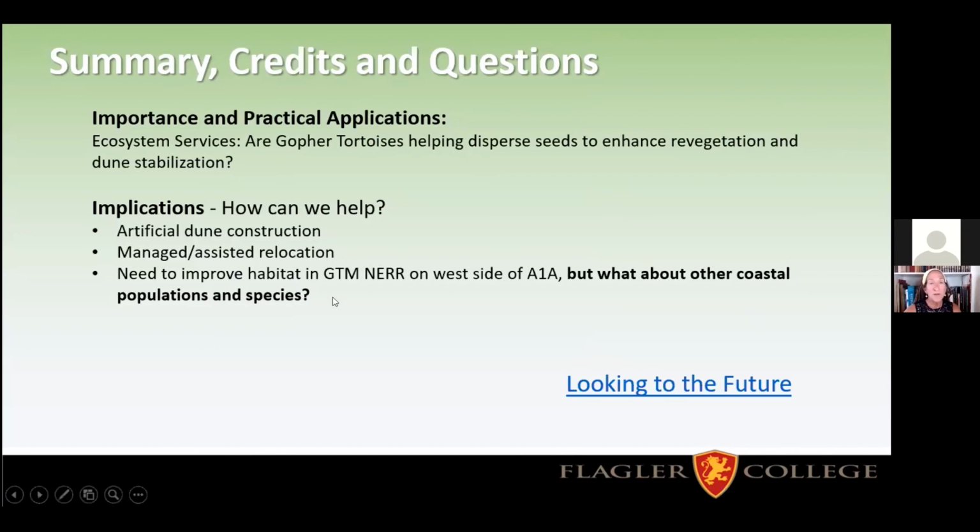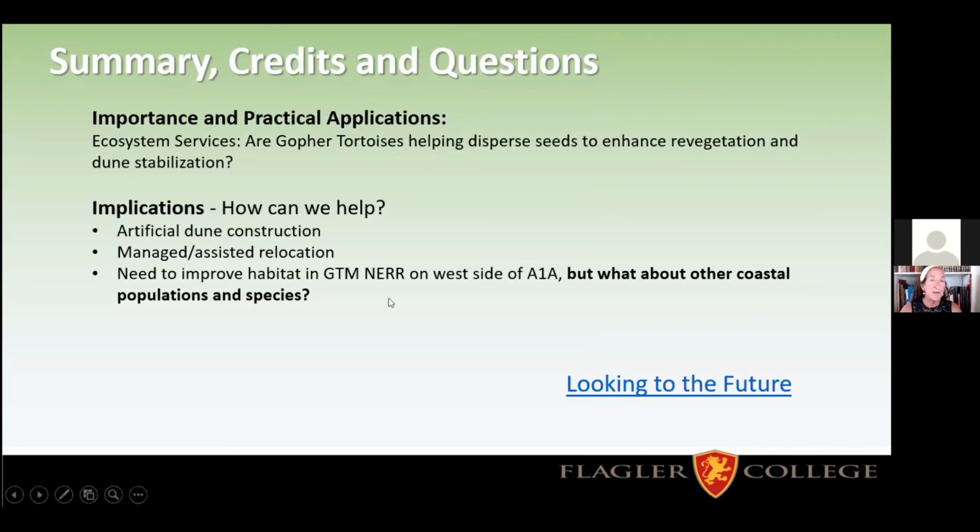We may very well need to restore habitat on the west side of A1A for the population in the GTM Research Reserve that would enable these gopher tortoises to be actually moved. We could trap them and walk them across the road and start some preliminary holes, burrows for them, and let them do their thing to avoid the increasing threats of sea level rise and storm damage, because they are being crowded, they're being squeezed into a smaller and smaller amount of habitat.